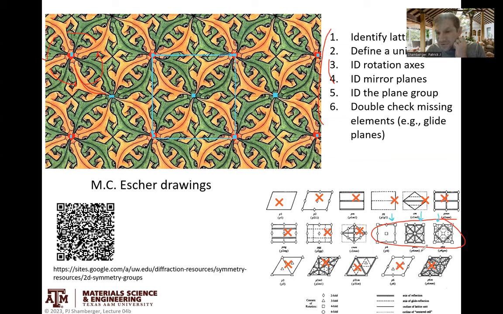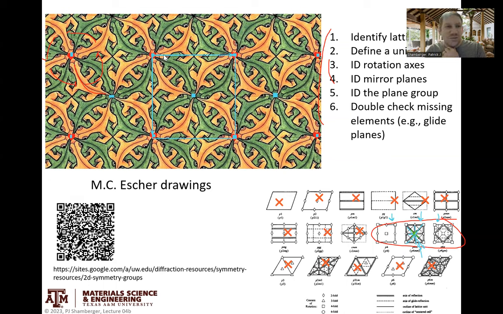But if I want to convince myself, I can come back to the pattern. If it was P4M, I should have mirror planes that go perpendicularly, horizontal, vertical, diagonally through each of these lattice points, through each of these fourfold rotation axes. And that would mean that I would have to have a mirror plane that comes down this way, this way, this way, this way. And I definitely do not have that. So I can eliminate P4M.